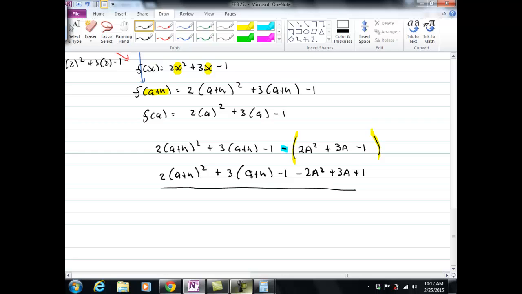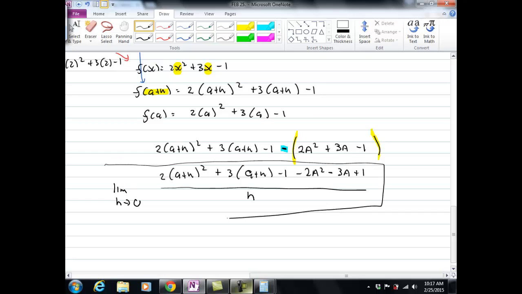All over. Oh, well, minus 3. You passed the test. Good job, guys. You passed my test. Good job. So this is over h, and this is the limit as h approaches 0. So there's my equation right there. I told you this is big algebra.